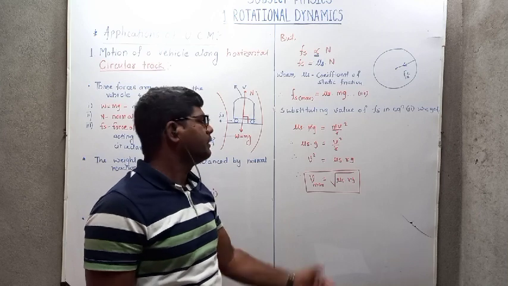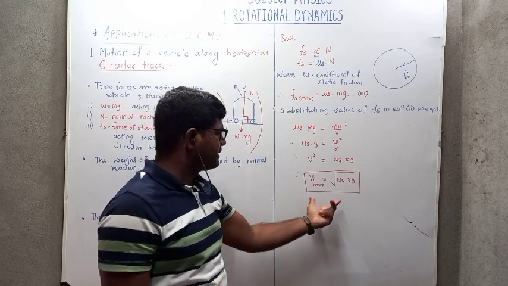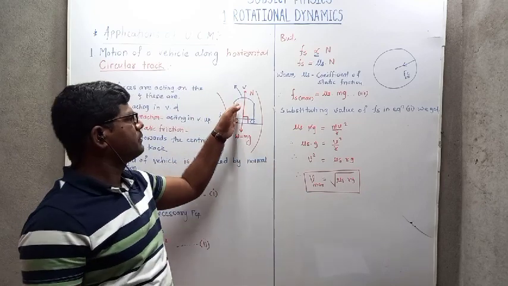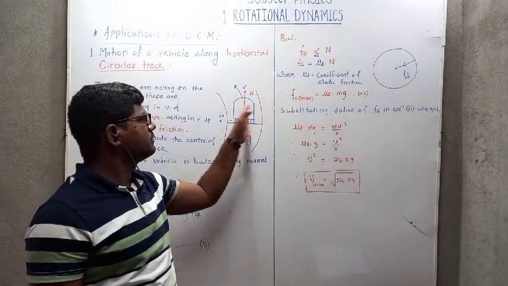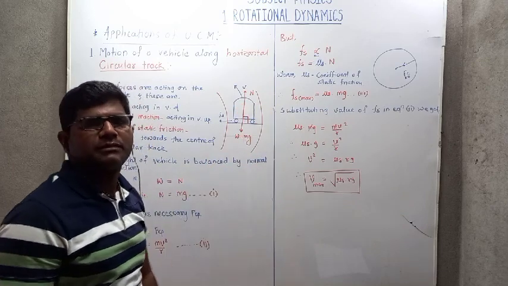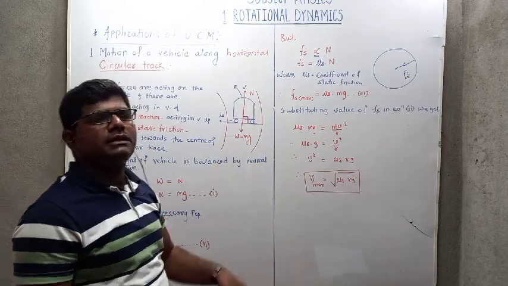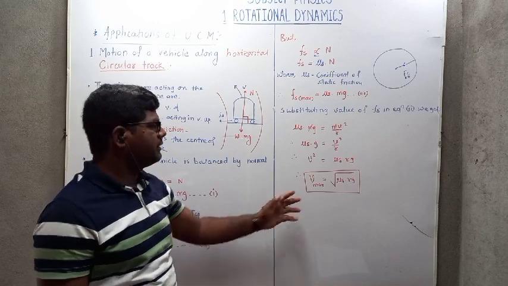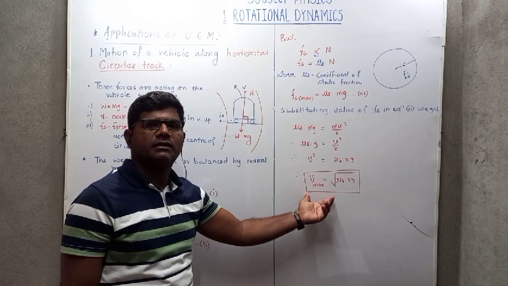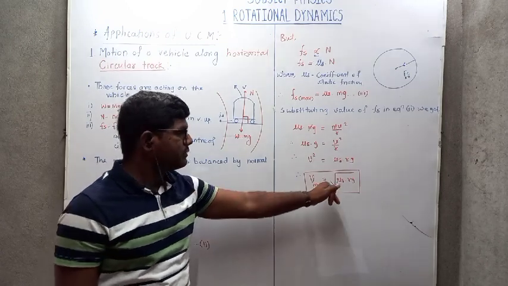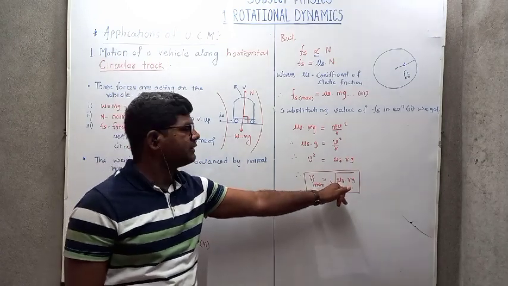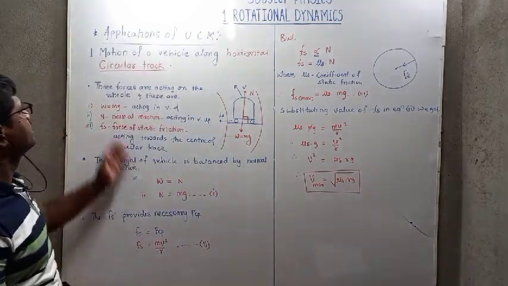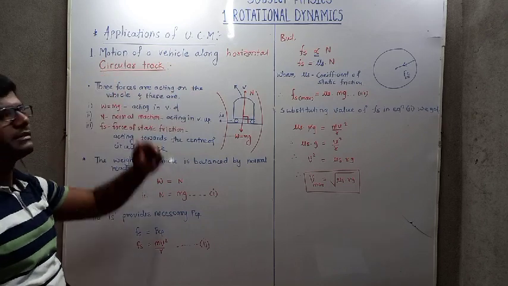If the vehicle crosses that speed, then it can be thrown out from the surface of the road, so it is necessary to keep the speed of the vehicle less than or equal to under root mu s into rg. This is about the motion of a vehicle along a horizontal circular track.